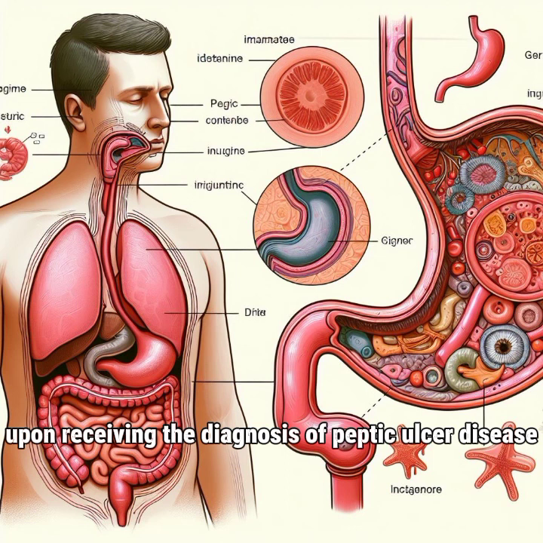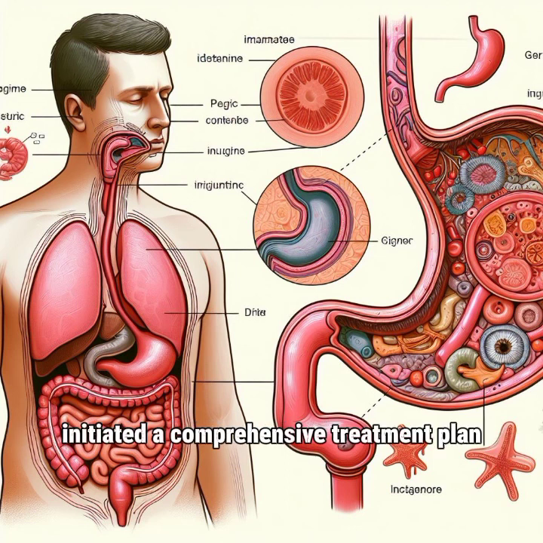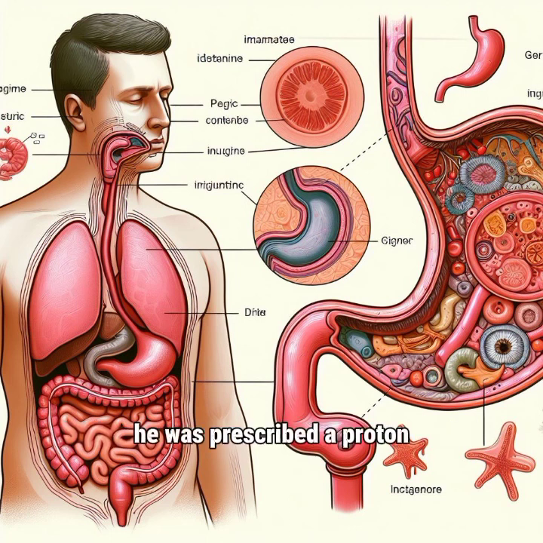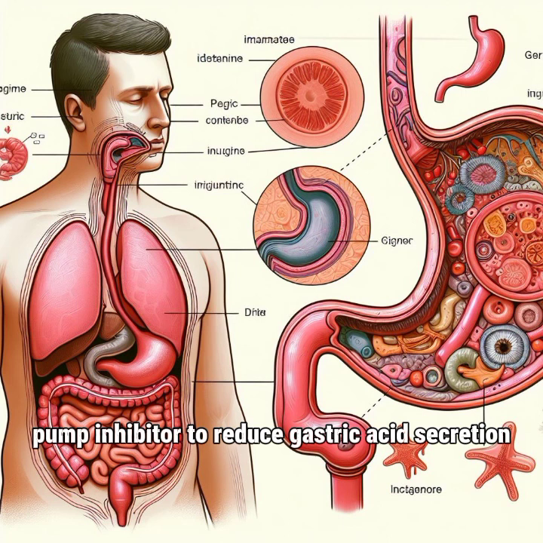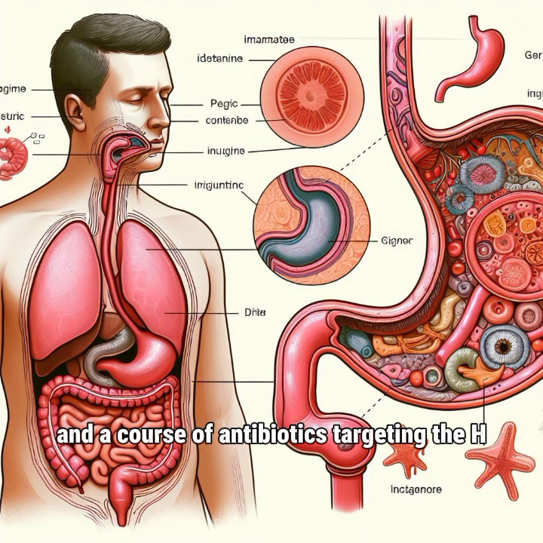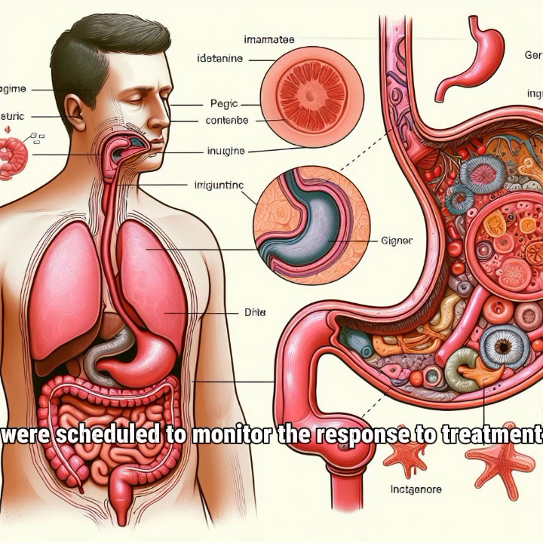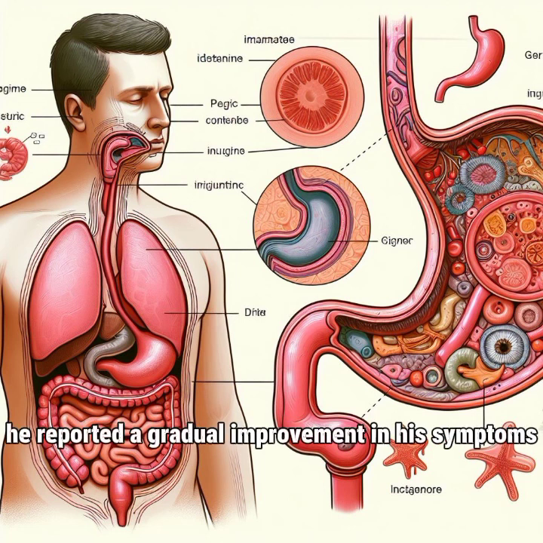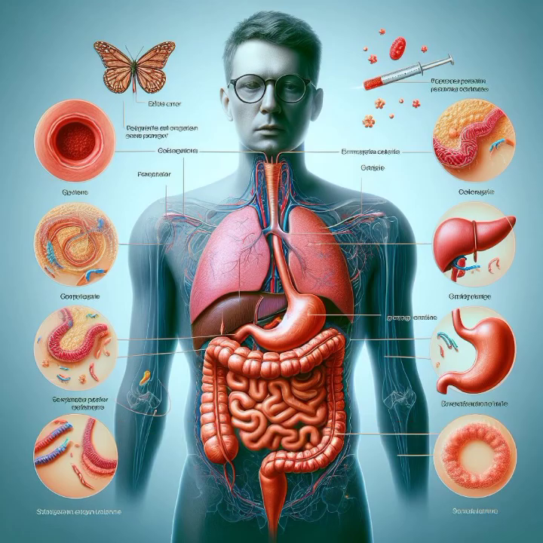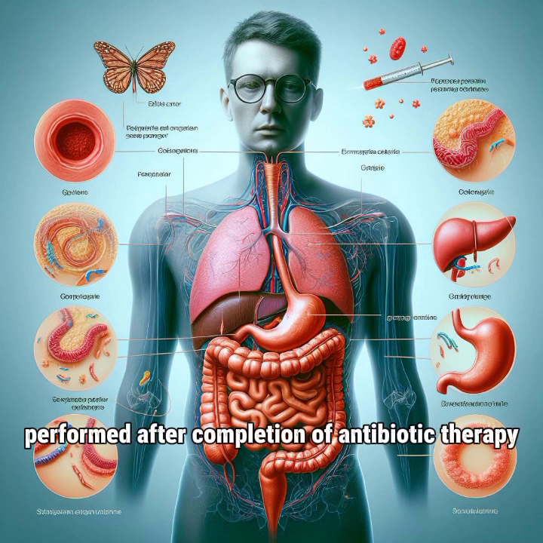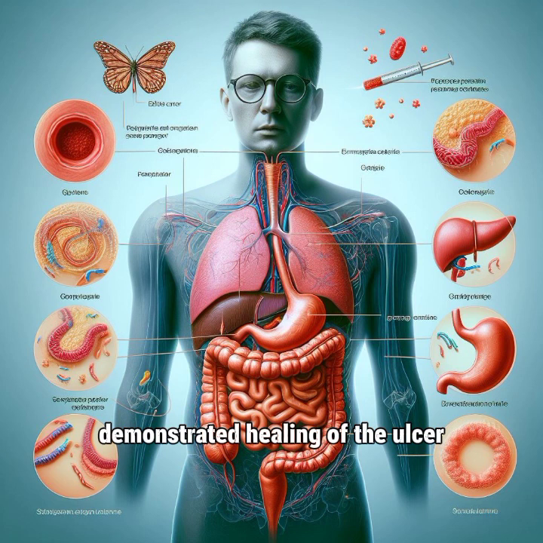Upon receiving the diagnosis of peptic ulcer disease, the medical team initiated a comprehensive treatment plan. He was prescribed a proton pump inhibitor to reduce gastric acid secretion and a course of antibiotics targeting the H. pylori infection. Lifestyle modifications, including stress reduction techniques and dietary changes, were also recommended. Follow-up appointments were scheduled to monitor the response to treatment. In the subsequent weeks, he reported a gradual improvement in his symptoms. Repeat endoscopy, performed after completion of antibiotic therapy, demonstrated healing of the ulcer with no evidence of ongoing inflammation. H. pylori eradication was confirmed through a breath test.